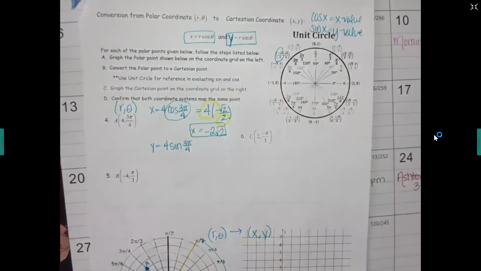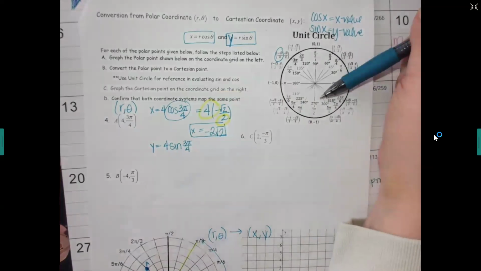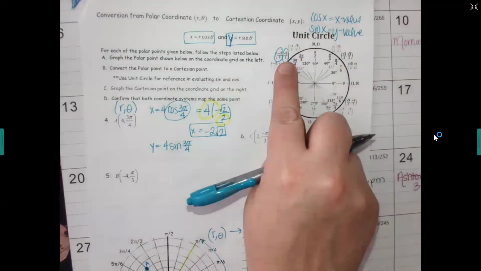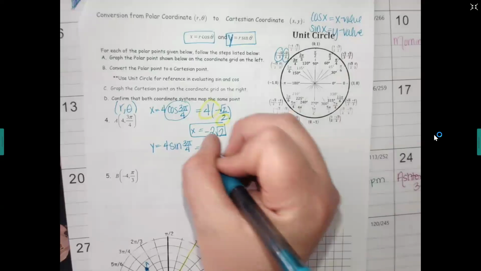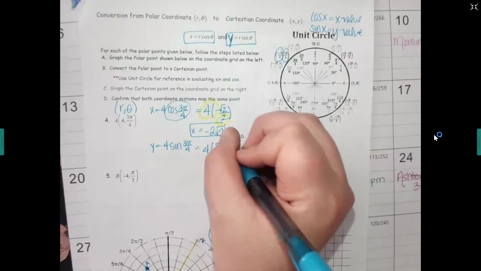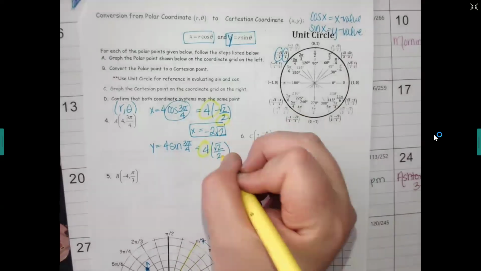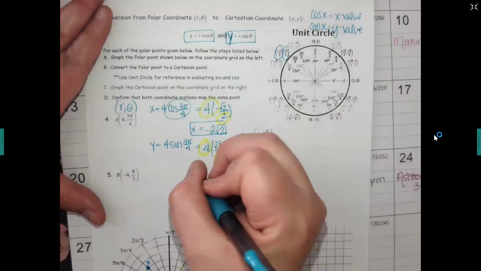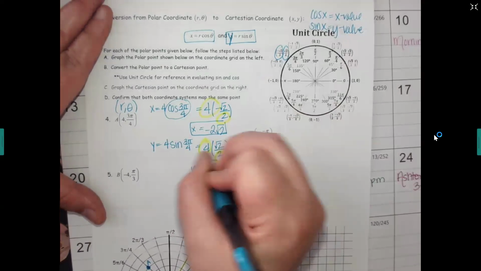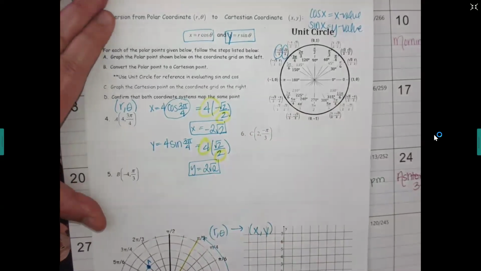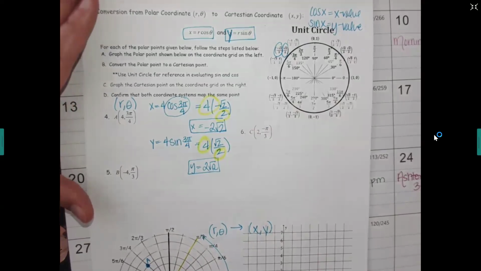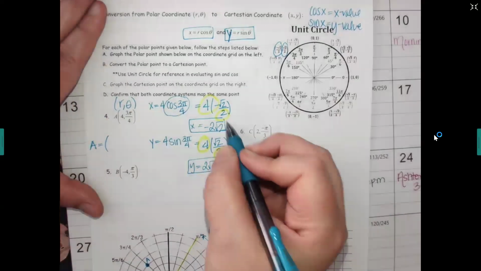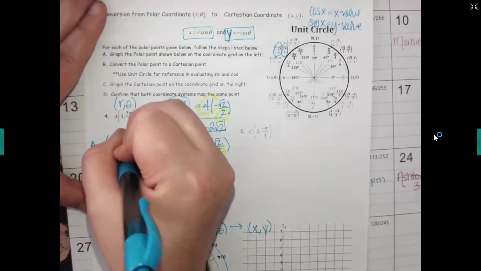Now I need to find my y. So I'm going to go back to 3 pi fourths. 3 pi fourths is still here. But for sine, I want the y value. And notice that my y value here is a positive root 2 over 2. So it's going to be 4 times root 2 over 2. And then I notice that this 4 and this 2, they're both just regular numbers on the outside. That means I can divide them. So 4 divided by 2 is going to be 2 root 2. So let's rewrite our point A as an x comma y. Point A would be negative 2 root 2, comma 2 root 2.